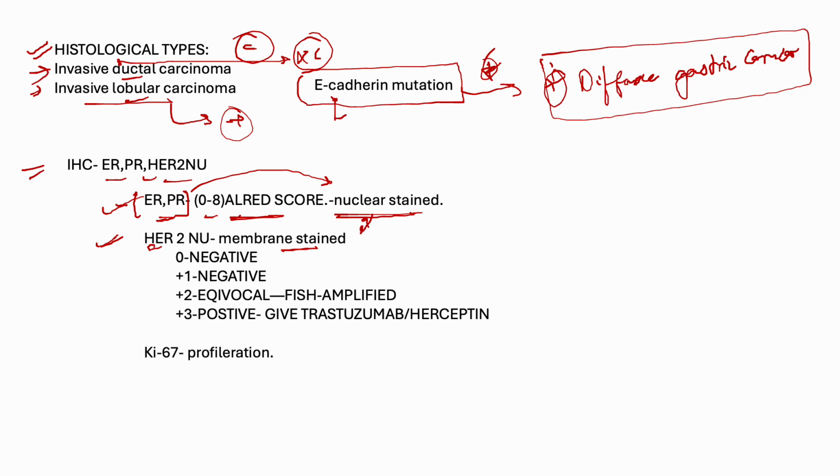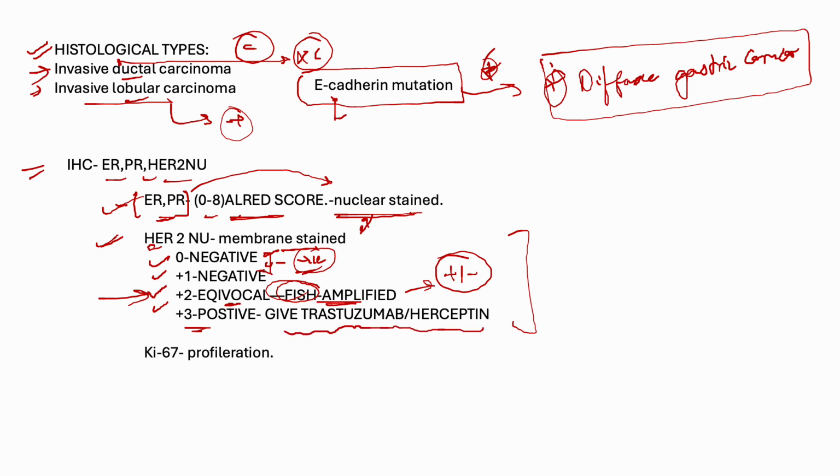HER2/neu scoring is given as 0, +1, +2, and +3. 0 and +1 are negative. Both of them are negative. This is quite different from other grading systems. +2 is equivocal, for which FISH is done. FISH amplifies the gene, and after that it shows a positive or a negative report. And +3 is positive. And if HER2/neu is positive, then during the chemo regimen we add trastuzumab or Herceptin. And Ki67 is one thing that shows the proliferation, that is how fast the tumor is progressing, how fast the cells are multiplying.